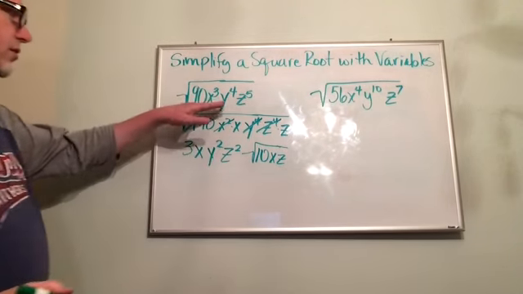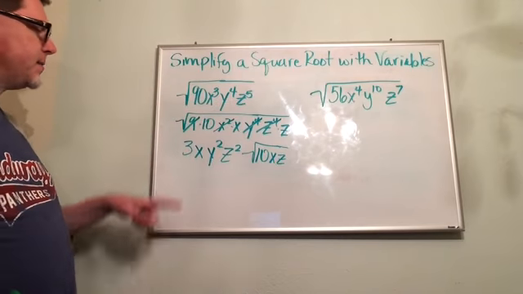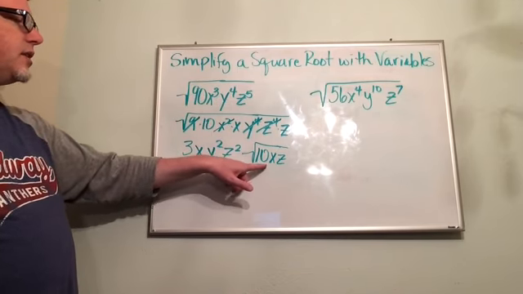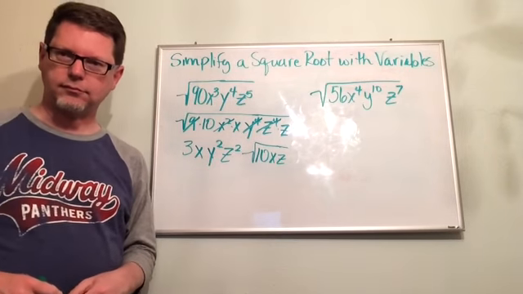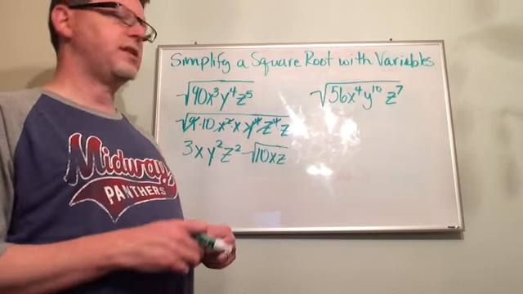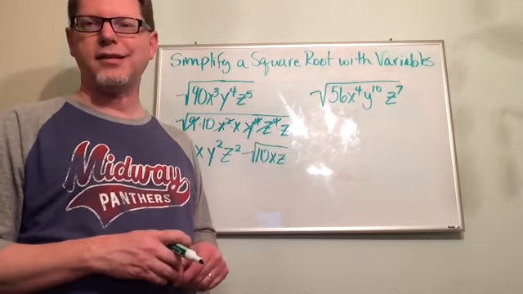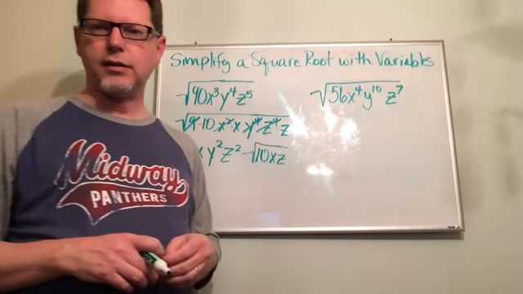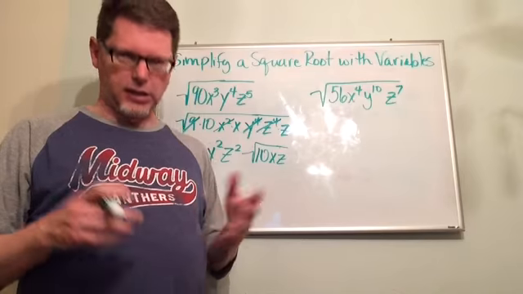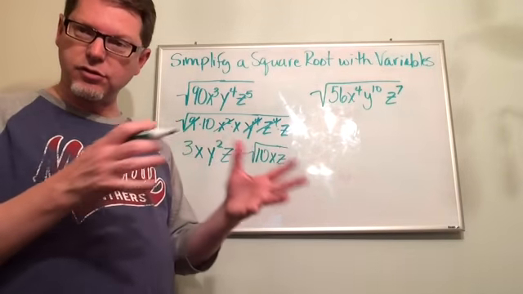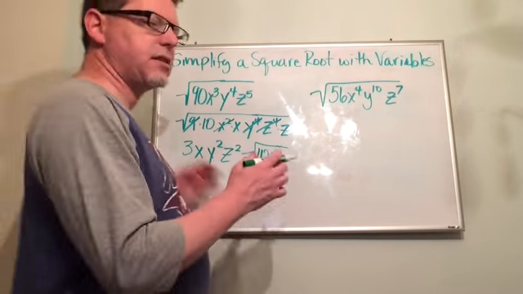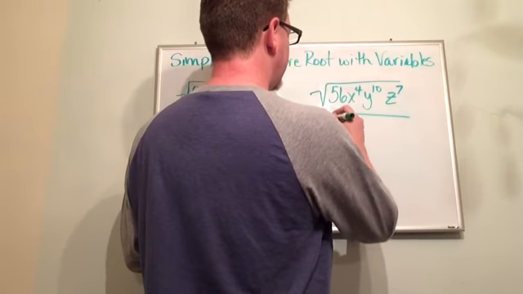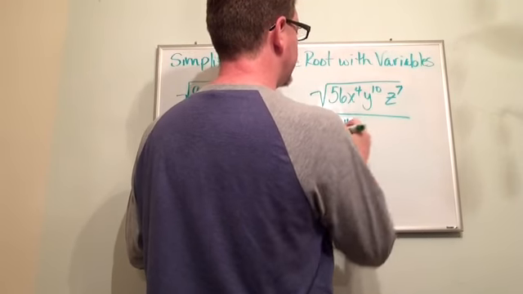So 90x to the third, y to the fourth, z to the fifth simplified is 3x y squared z squared times the square root of 10xz. So let's look over here, 56 x to the fourth, y to the 10th, z to the 7th. Now, are there any perfect square factors of 56? Yes, there are. This is kind of a stretch of one. 56 is the same as 4 times 14. And we know that 4 is a perfect square. So I'm going to do 4 times 14.